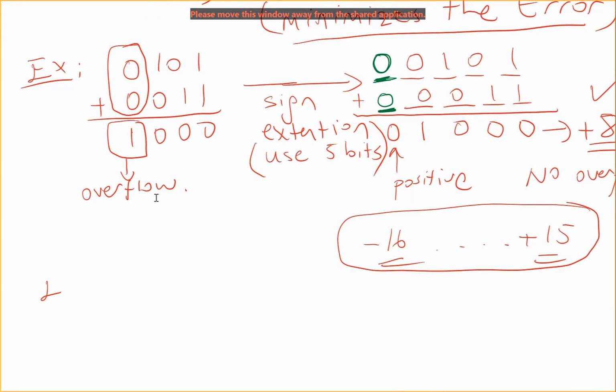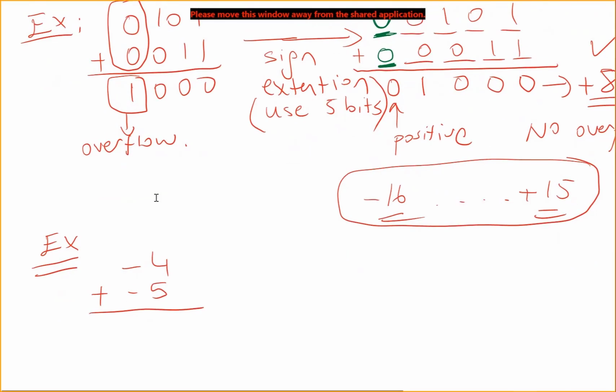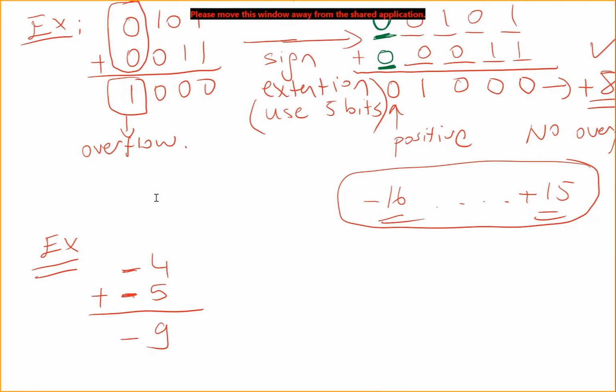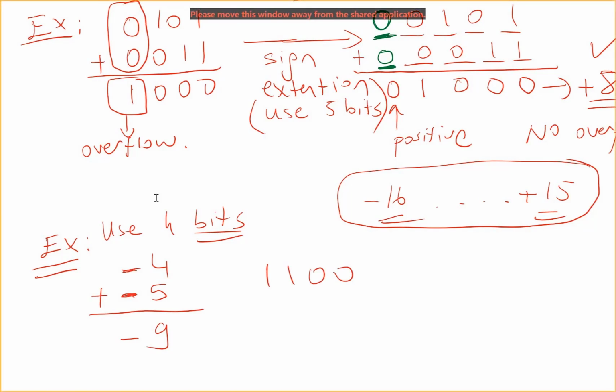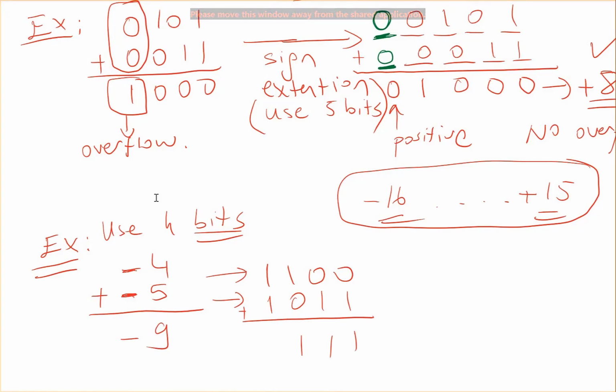Let's do one more example. In this case, I will be adding minus 4 and minus 5, and the result should be minus 9. But since I will be using 4 bits, I cannot represent minus 9, because I can only go down to minus 8. So this will give me an overflow, right? So this is minus 4, so minus 8 plus 4. This will give me minus 5. So if I add this, I will get 1, 1, 1, 0, 1. I discard this because I have only 4 bits.